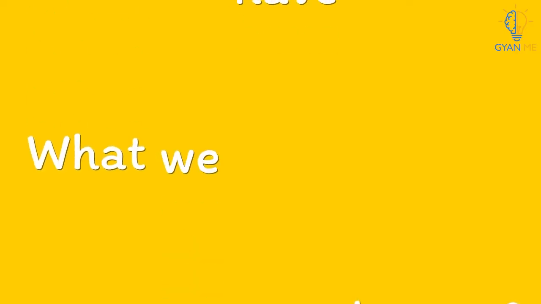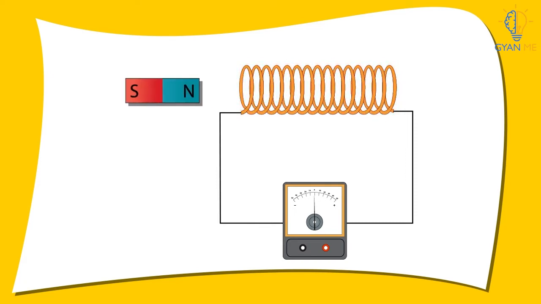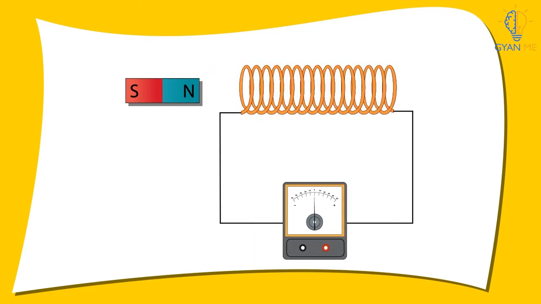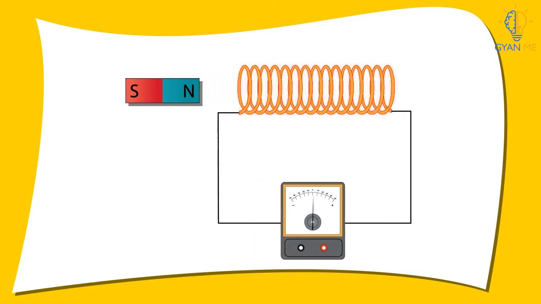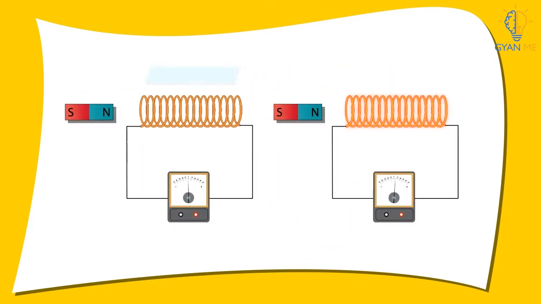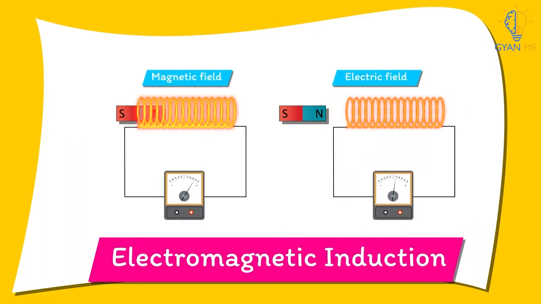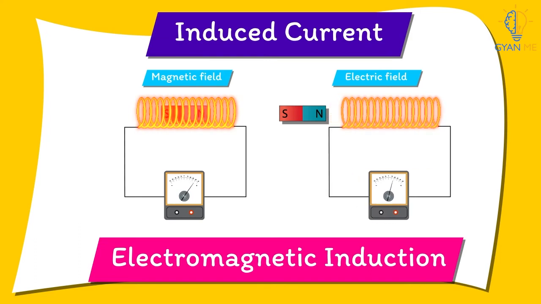So students, what we have learned is that when a magnet is moved near a conductor, it induces electric current in the conductor. Or if the magnet is kept stationary and the coil is moved near the magnet, it also induces electric current. This phenomenon of inducing current in a conductor by changing the magnetic field or electric field is called electromagnetic induction or EMI, and the current so produced is called induced current.